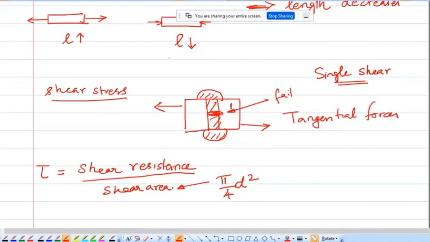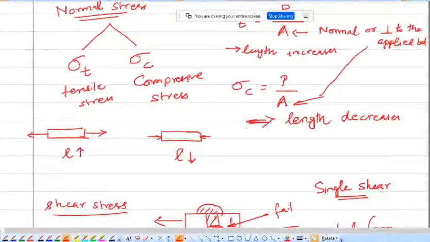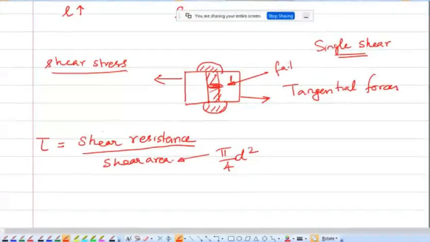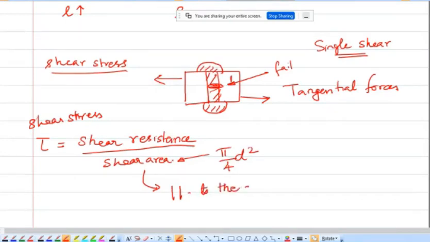See, in the previous normal stress, you have taken the area perpendicular to the applied force direction. But in the case of a shear stress, this shear area is parallel to the applied load. This is a case of single shear.